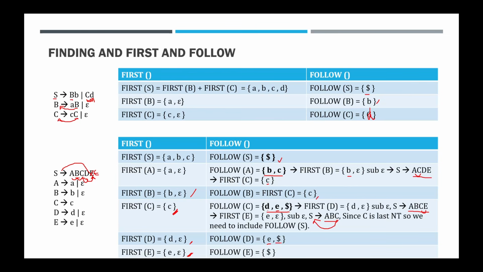Now what is the last non-terminal that we have? It is E. What is follow of E here? After E, we don't have anything. So immediately the follow of E will be follow of S. So what is follow of S? Dollar. Just include that dollar.